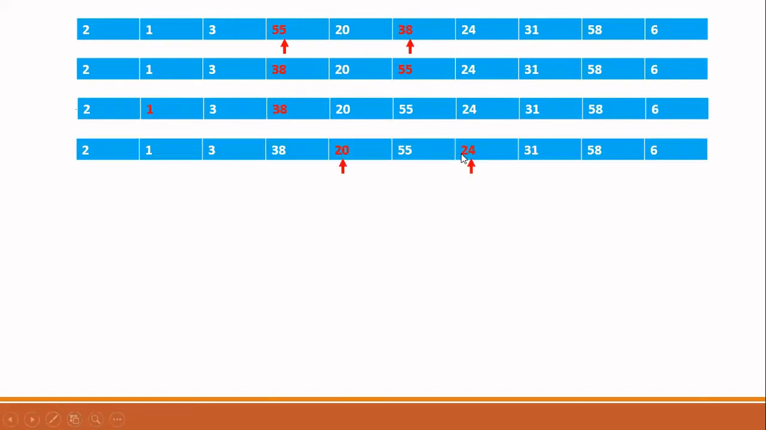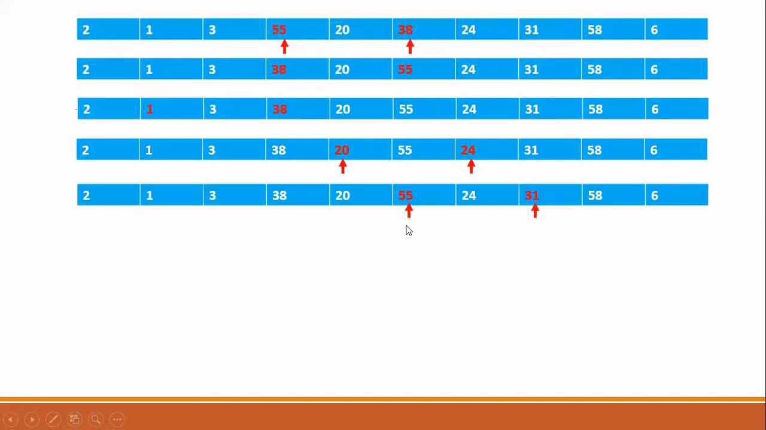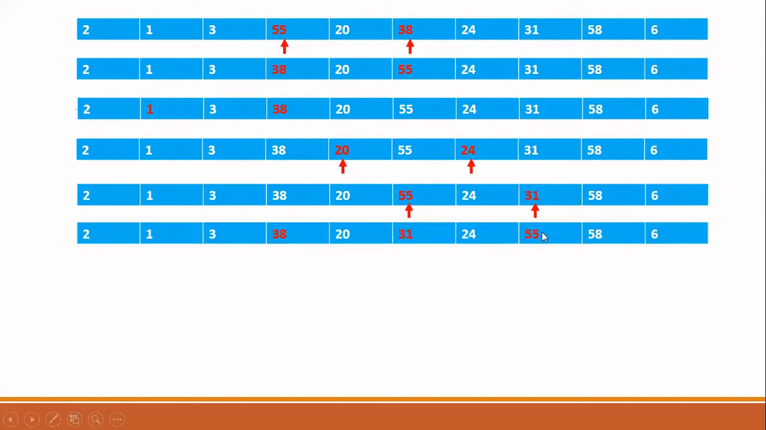So we will move the pointer to this 24. You are going to consider this 24 with the element at a gap of 2. 24 and 20. In this case 24 is greater than 20, so no need for any swapping. So I will move the pointer. Here I will compare 55 and 31. Here 31 is less than 55. So I have to do the swapping. So I am doing the swapping.